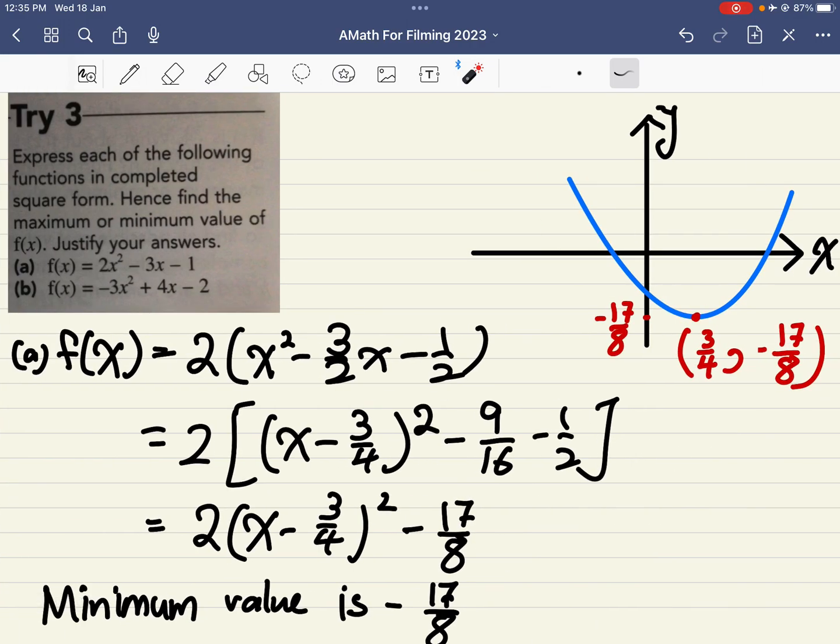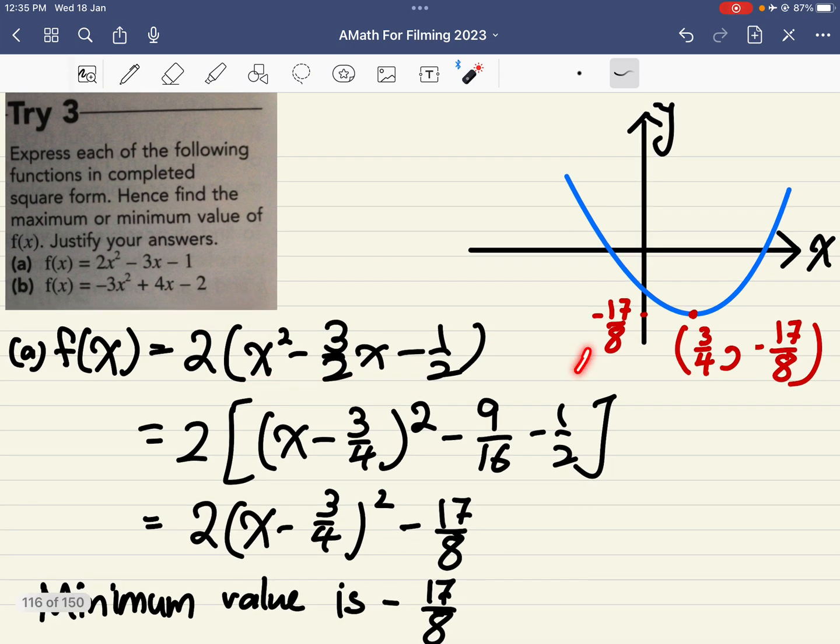Okay, I factorized. In order for me to complete the square, my coefficient of x² must be 1. So I factorized 2 from all the terms. I've completed the square. So what I have gotten here is this. Actually, I missed out some working, so let me do the additional working.